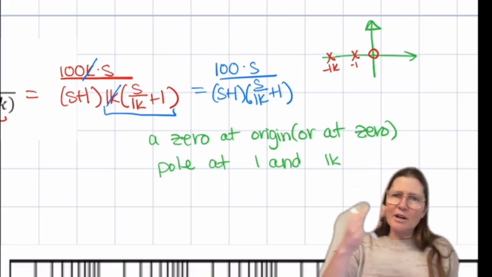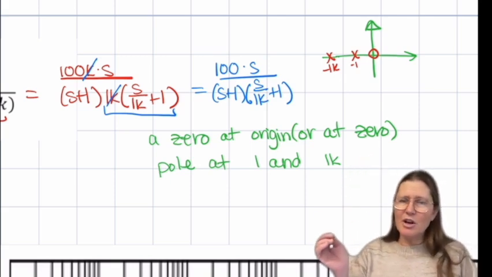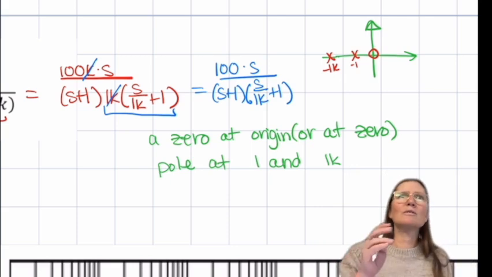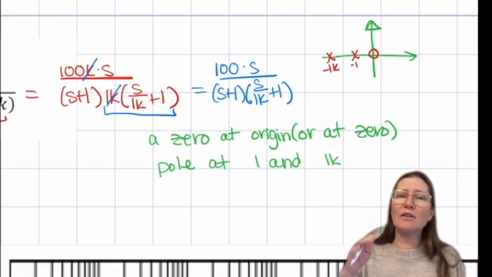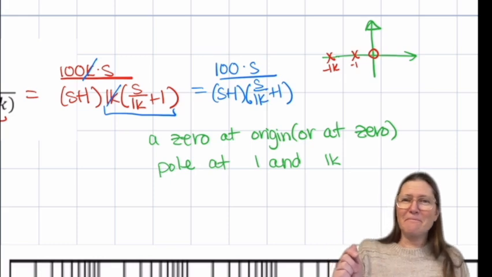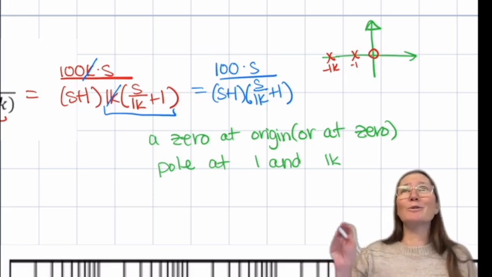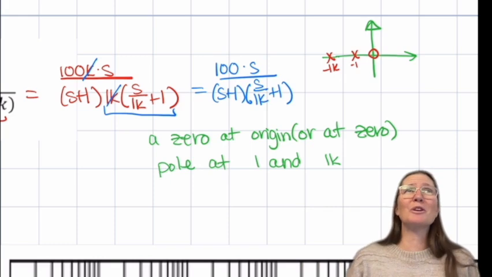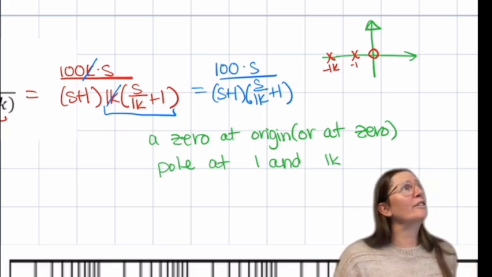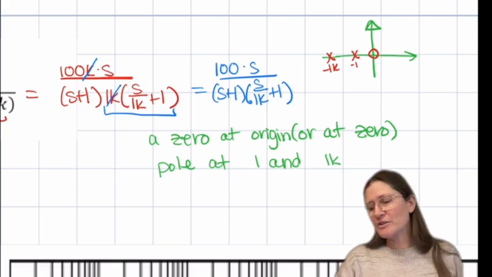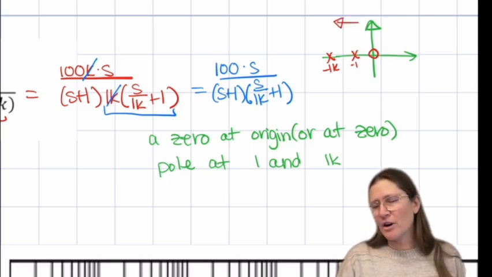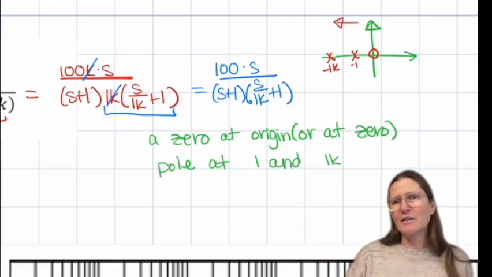And because they're on the real plane, they're not complex. So we haven't gone into complex, but that's another thing you'll talk about in control theory if you take the control theory class. So what this means is that we have a stable system because all of these are on the left side of the graph. It means we have negatives and they're going to be stable.